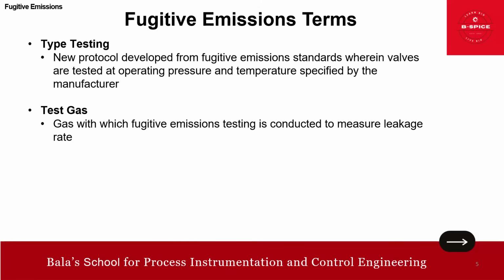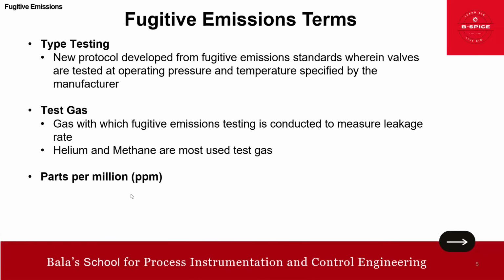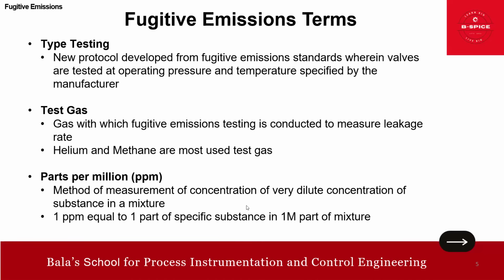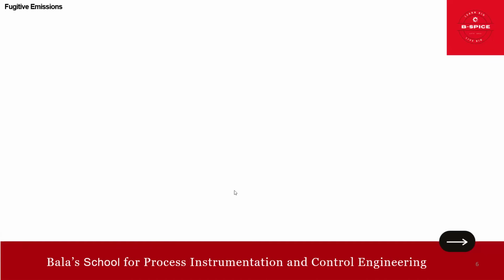So test gas: the gas with which fugitive emission testing is conducted to measure leakage rate. Helium and methane are the most used test gases. Now this is also one piece of information. Then parts per million, ppm: a method of measurement of very dilute concentration of a substance in a mixture. So that is parts per million. 1 ppm equals 1 part of a specific substance in 1 million parts of mixture. That's it. Okay, good to go?